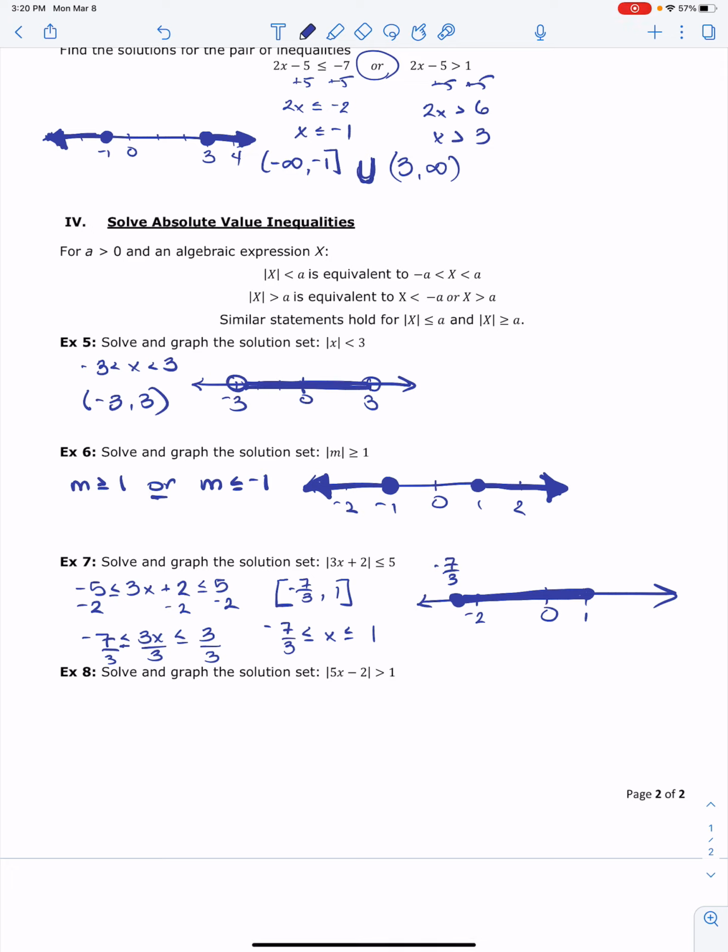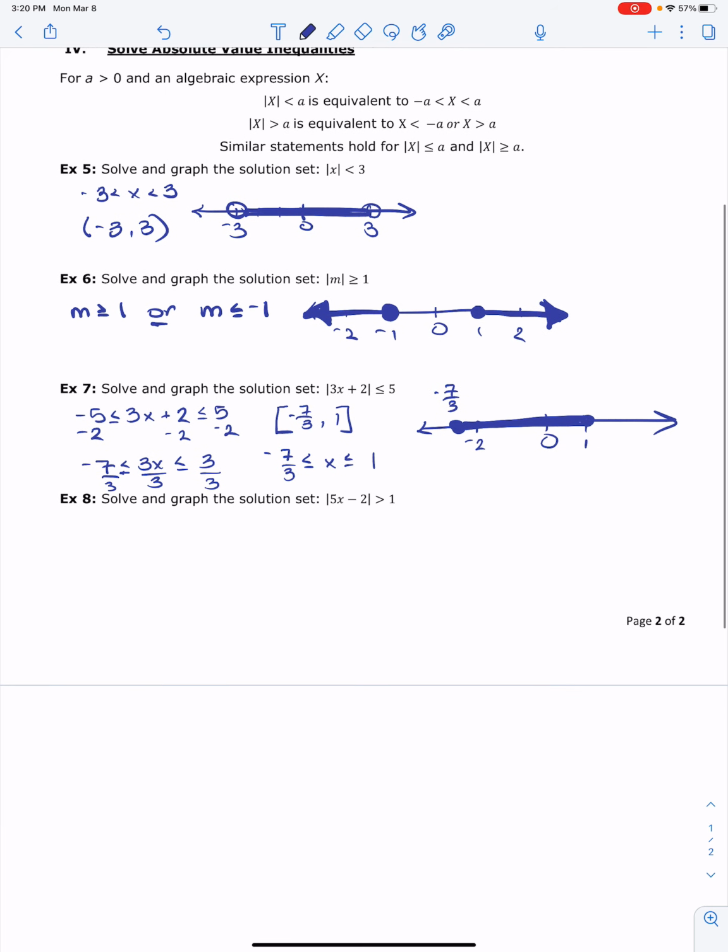3 times 0 is 0. 0 plus 2 is 2. The absolute value of 2 is 2, which is in fact less than or equal to 5. So pick a value, plug it in just to double check and make sure you have shaded the correct place.